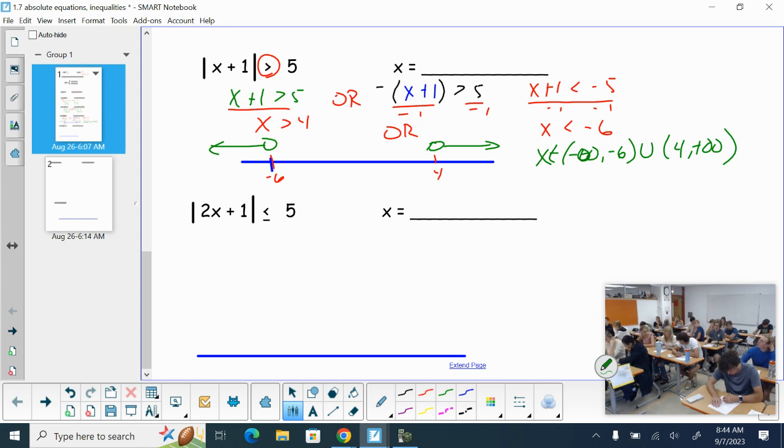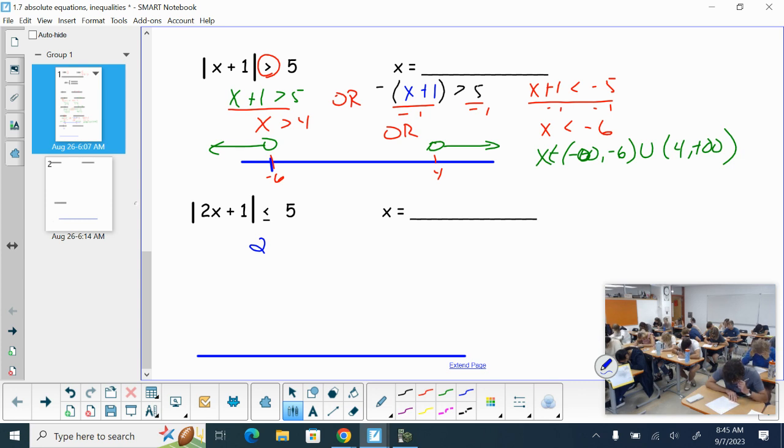And we have 2x plus 1, absolute value is less than a value of 5. So write your two inequalities down. What would be your two inequalities? Make sure you get your conjunction, what's your function term in there? And this one, what's your two inequalities?